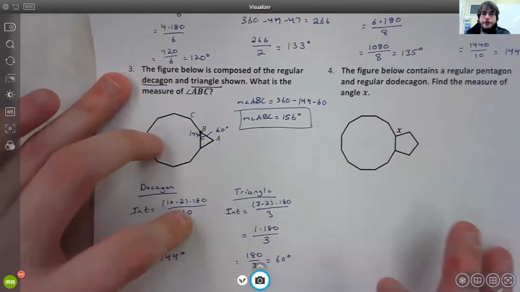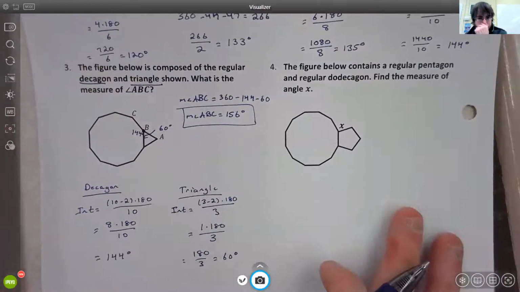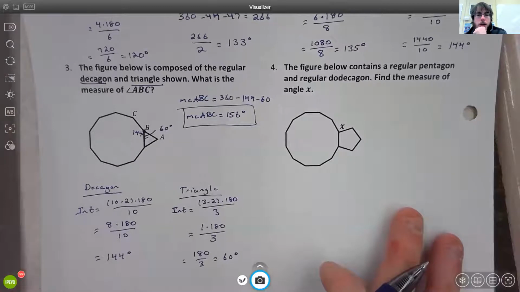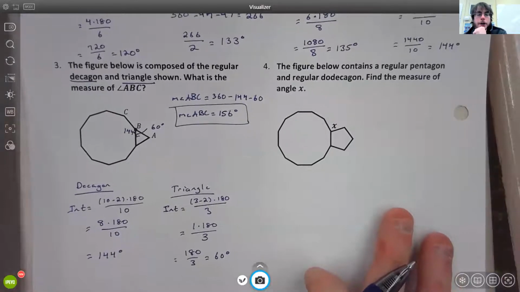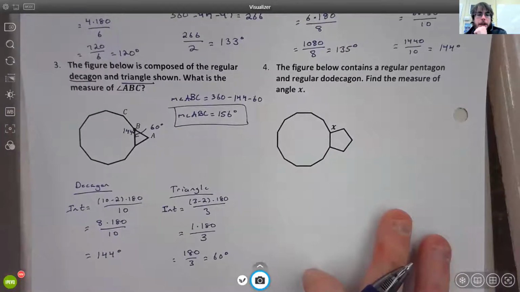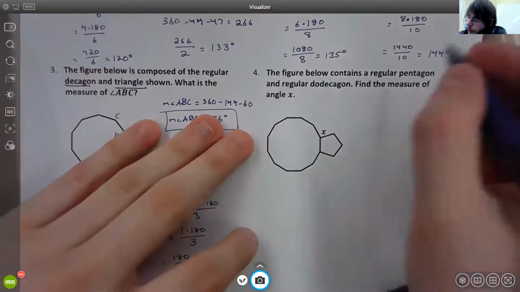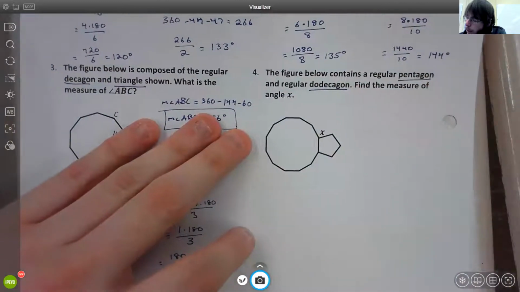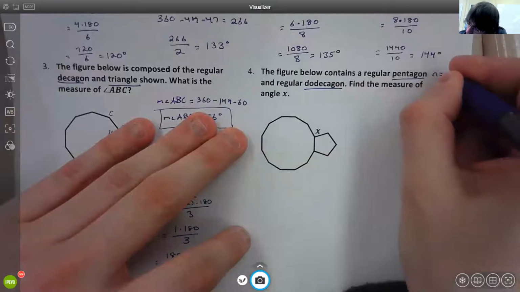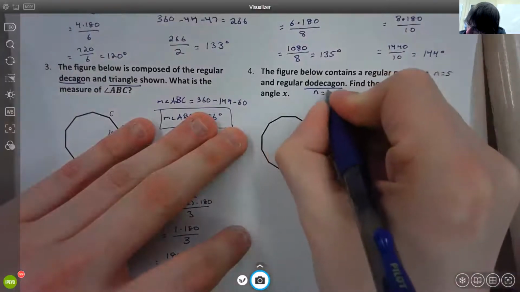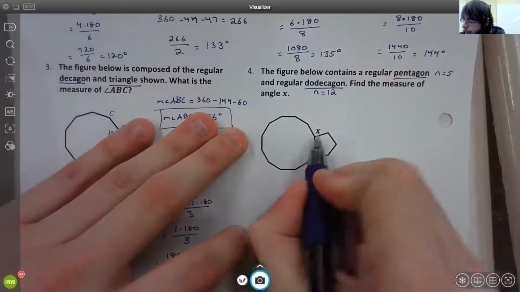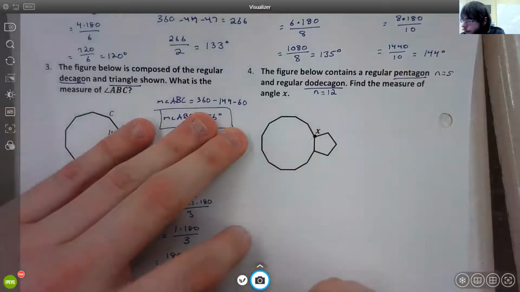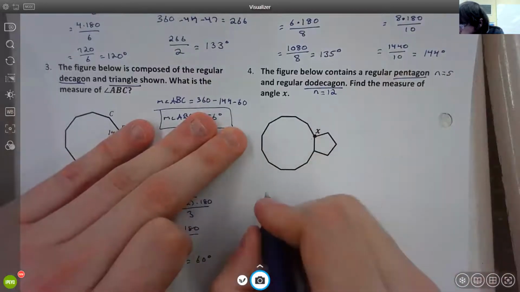All right. And number 4, the figure below contains a regular pentagon and regular dodecagon. Find the measure of angle X. So we have a pentagon and dodecagon. A pentagon has 5 sides and a dodecagon has 12. So we need to find the interior angle there. So we'll find it for the pentagon first.